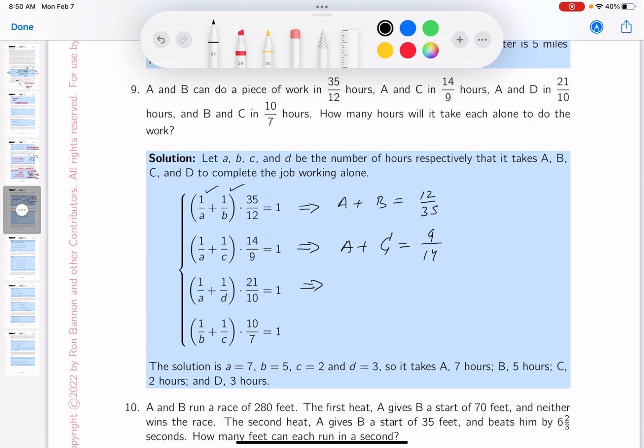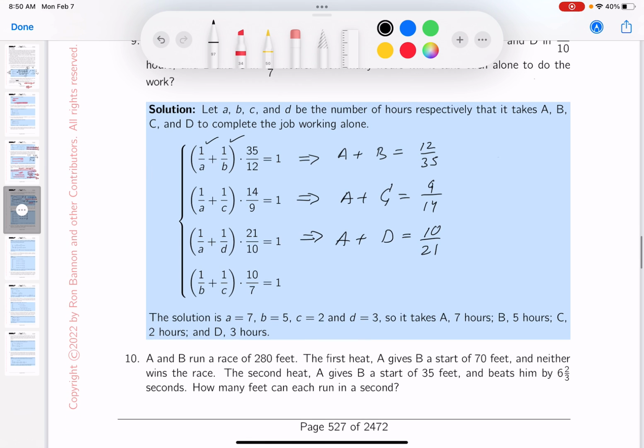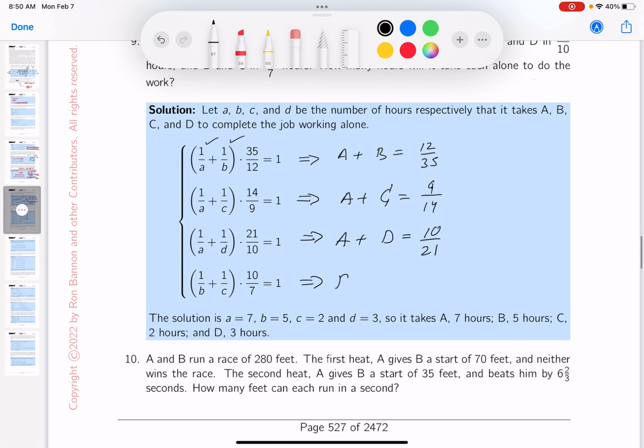And this would be A plus D equals 10 over 21. And then this one would be B plus, and I'll look back over what I'm writing to make sure you understand, uppercase C again, and that would be 7/10. All right? So let me take a look at it. A plus B, A plus C, A plus D, B plus C. I see that. Let's see, 12/35, 9/14, 10 over 21, 7 over 10.